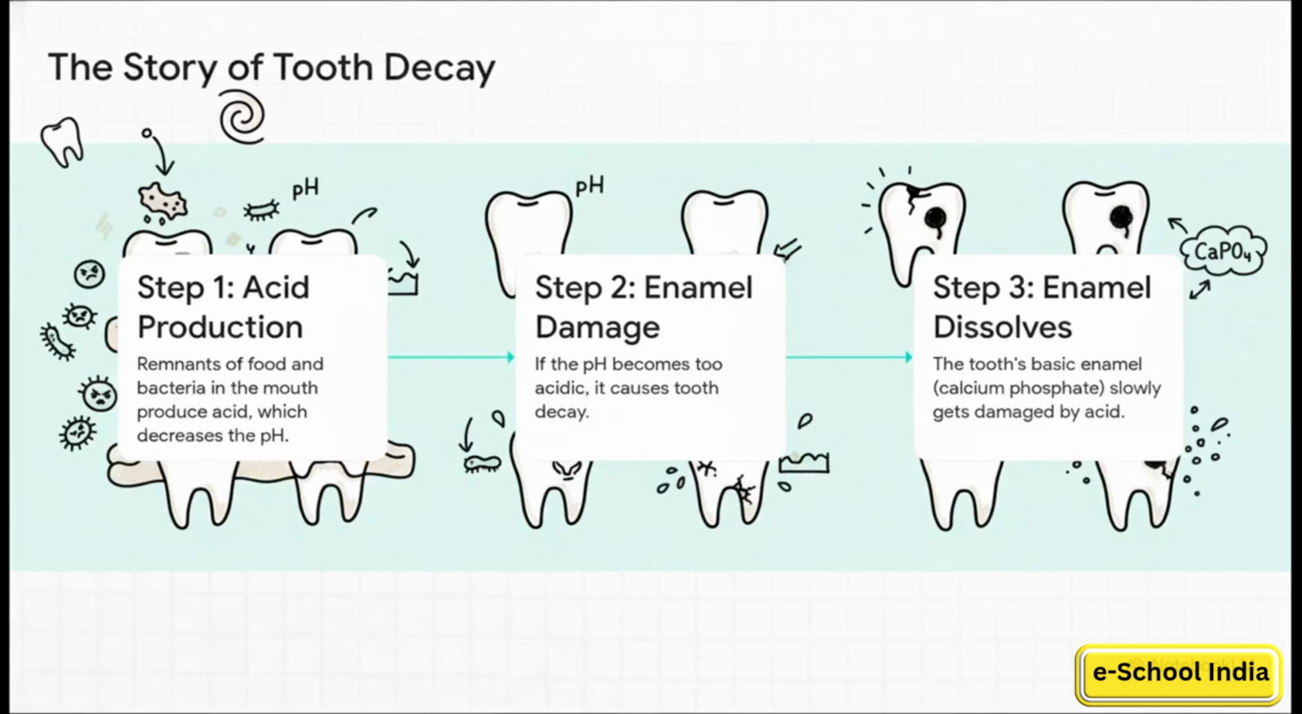The exact same fight is happening in your mouth. You see, when bacteria munch on leftover food on your teeth, they produce acid as waste. If the pH in your mouth drops too low, below about 5.5, that acid starts to eat away at your tooth enamel. And that is, quite literally, how a cavity starts.